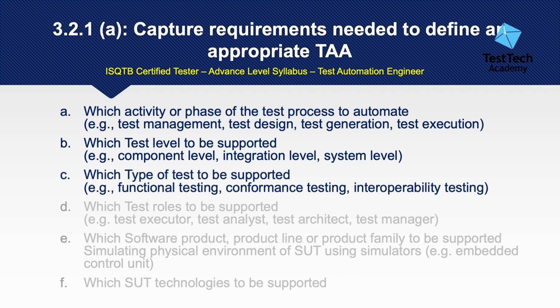Next is the type of tests to be supported. It is also important to identify the type of tests that the automation solution should support. This could include functional testing, conformance testing, interoperability testing, and any other specific types of tests required for this project. As an example, if we are automating functional tests, we'll need to design test cases that validate the software behavior against the functional requirements.